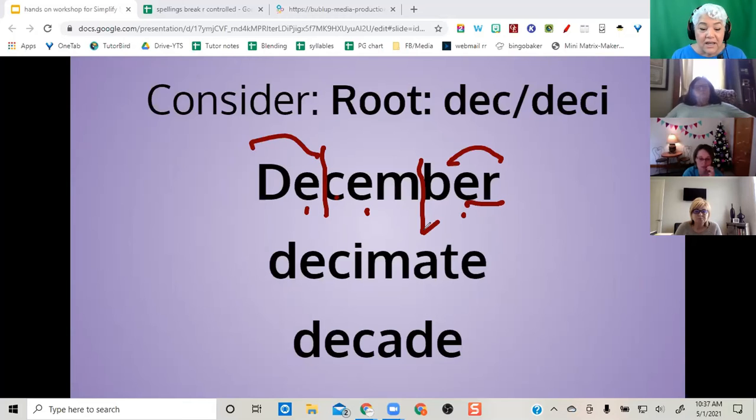It worked. The fact that the root is DEC, meaning 10, because December used to be the 10th month, didn't help me read the word. But now that I've read the word and connected it to a word in my memory, I say December. And then I can say, hey, did you know the year used to start in March and December was the 10th month? Like September was the 7th and October was the 8th, November was the 9th, December was the 10th. Okay. But it was the syllabicating that helped me decode the word.